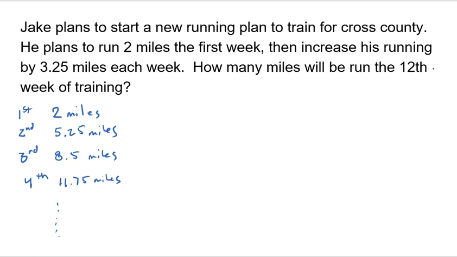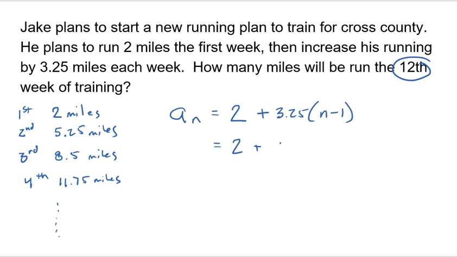So they want me to figure out in that 12th week, how many miles will he run? I could just keep going following this format, but that might take me a while. So why don't I come up with a formula to find how many miles in any given week? Once I recognize this is arithmetic, the formula is very easy. It's the first term, which is 2, plus what we're increasing by each week, 3.25, times n minus 1. That's it, guys.